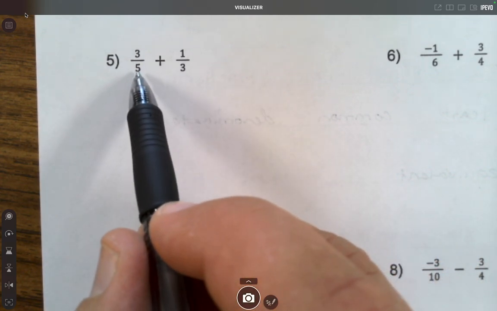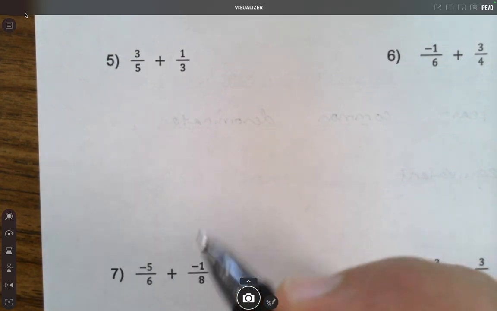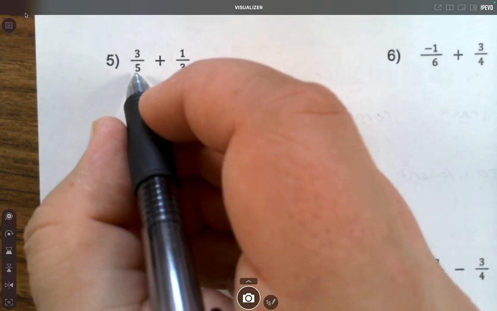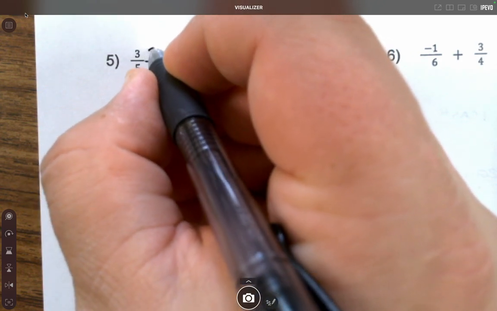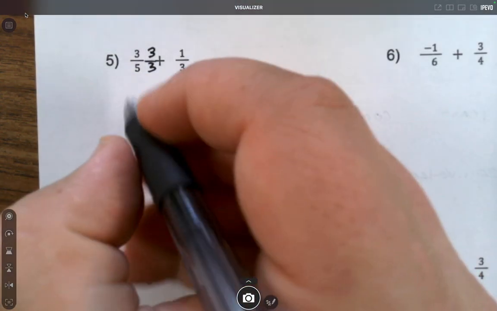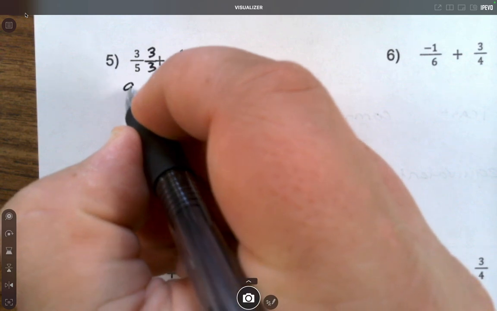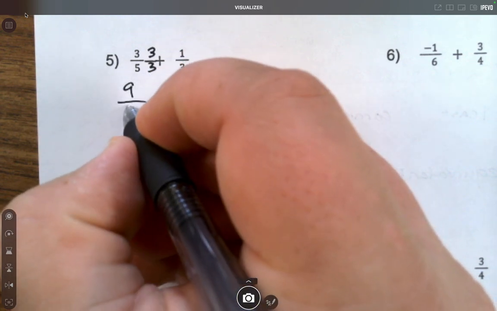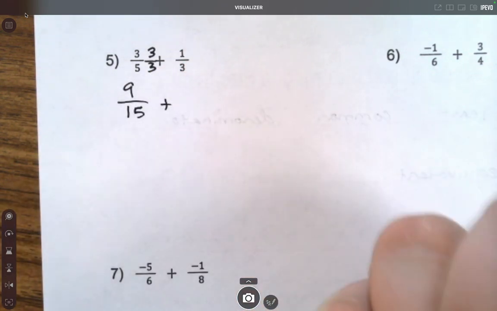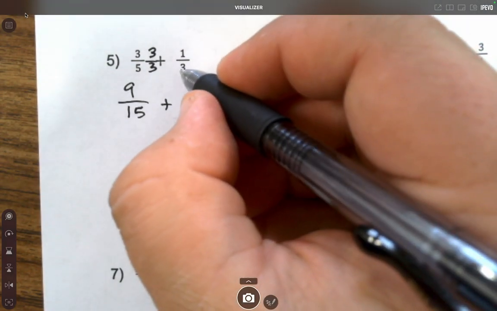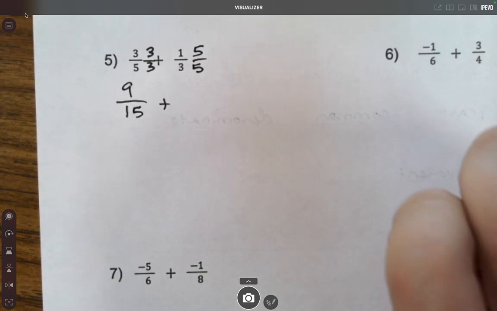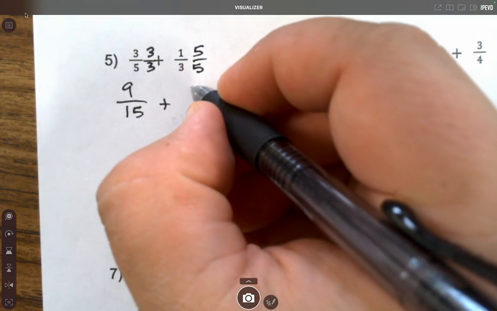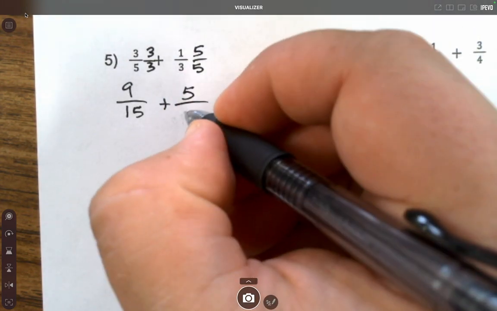And the lowest common denominator between 5 and 3 would be 15. So to change 5 to a 15, I multiply it by 3. I have to do the same thing to the top and the bottom. 3 times 3 is 9. 5 times 3 is 15. To get 3 to be 15, I have to multiply by 5. Whatever I do to the top, I have to do the bottom. 1 times 5 is 5. 3 times 5 is 15.